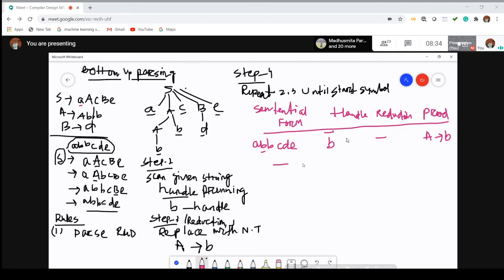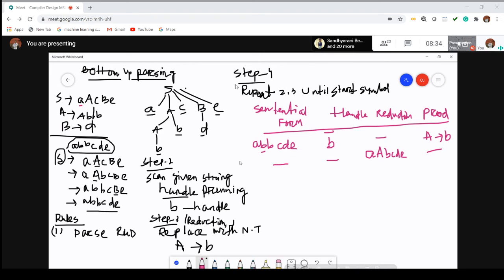Now the sentential value, there will be no sentential value, then there will be no handle. So what is the production? B value is replaced with the A. Now I can write small a, capital A, B, small c, D and E. So what is the change over here? In place of a small b, I have replaced it with the capital A.